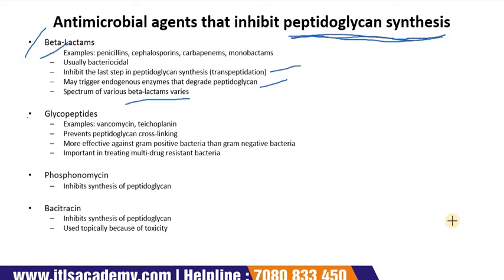Next is your glycopeptide. In this, we take the example of vancomycin and teicoplanin. Let me make one thing clear: these are some important antimicrobial agents that are most commonly asked in every exam, like NET, CSIR NET, UGC NET. These are some common questions which could be asked on the basis of antimicrobial agents.